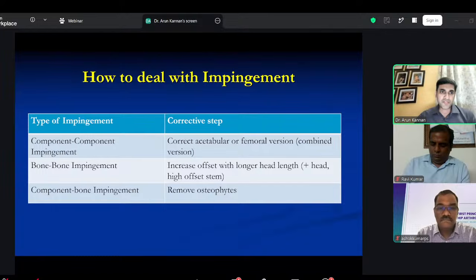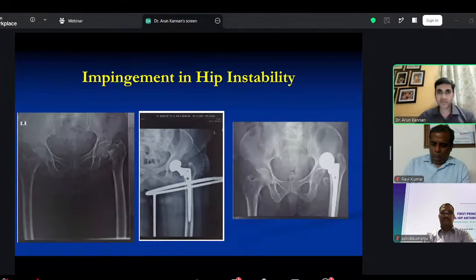If this is off, then we are looking at correcting the version. So in brief, if there is component impingement, we have to correct version, acetabular or femoral. If it is bone-bone impingement, then we have to increase the offset with a longer head length or a high offset stem. If it is osteophytes, then it is simple: remove the osteophytes.